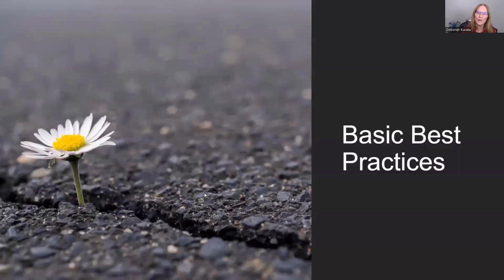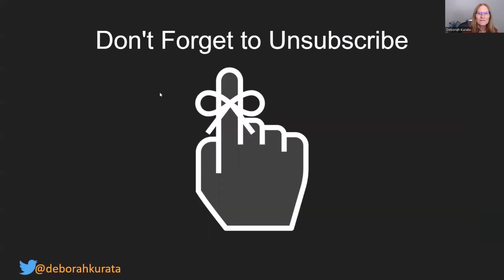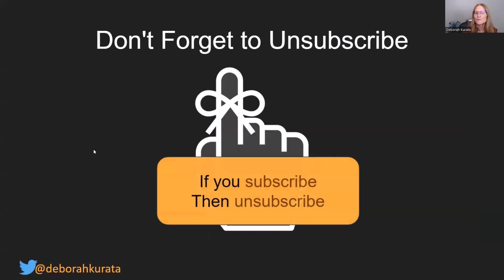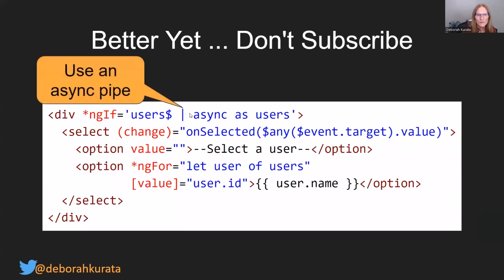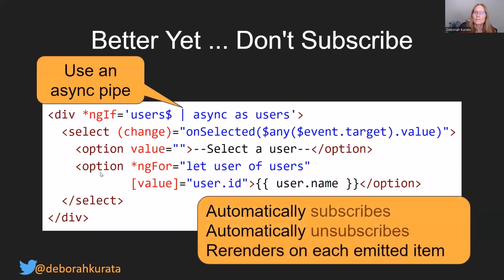Okay, this talk wouldn't be complete without a few basic best practices as well. So here they are. Don't forget to unsubscribe. If you subscribe, then be sure you unsubscribe. Or better yet, don't subscribe at all. Instead, use the async pipe. The nice thing about the async pipe is it automatically subscribes, automatically unsubscribes, and it re-renders on each emitted item. So every time a new item is emitted, it will do change detection and re-render.